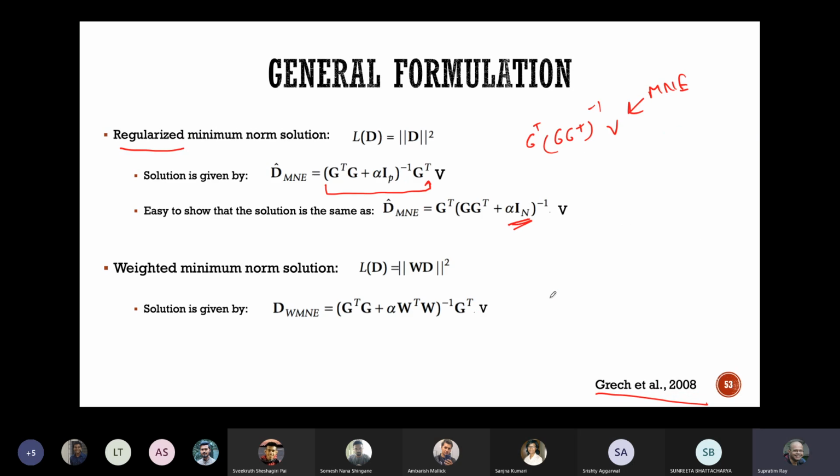So I haven't solved this. I haven't shown you what the solution is. I'm just telling you that this is where you will find it. It is a hard solution. But the important thing is even this can be pre-computed. Here I is just a diagonal identity matrix, a P cross P identity matrix. Here this is an N cross N identity matrix. You could always compute it. Alpha is a value that you impose, and it will give you a matrix that you just have to multiply with V to get D.